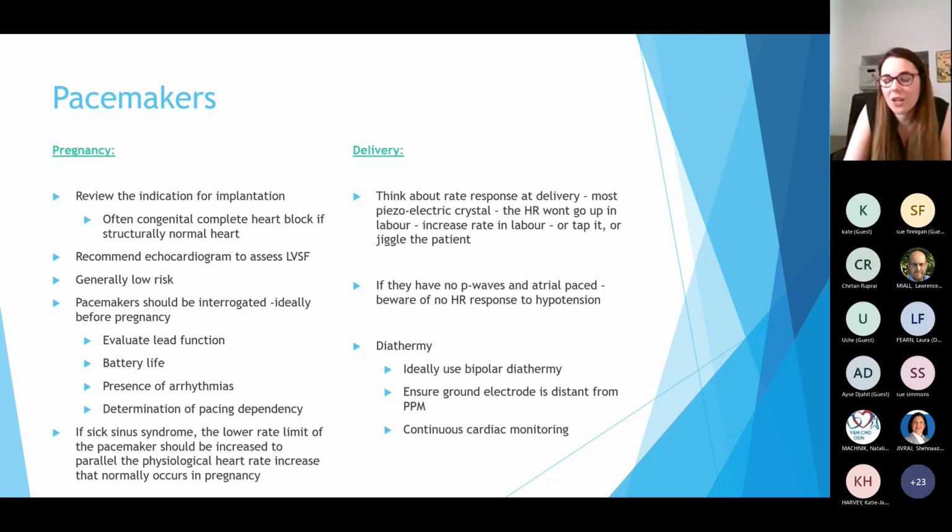Now, if there are no underlying P waves and the patient is paced through their atria, it's also important to be aware that there's no heart rate response to hypertension.